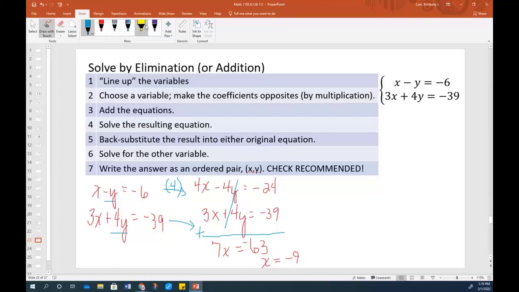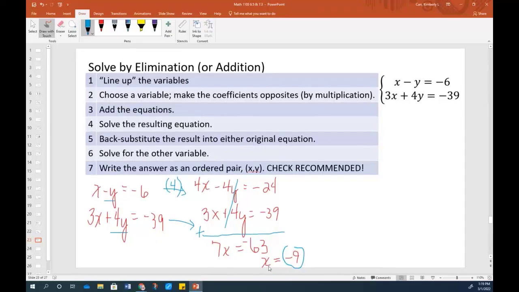So I'm actually going to take this negative 9, now that I have that, and I am going to plug it back in to either one of these problems, but I am going to choose to plug it back into the first one because that equation looks a little bit easier to deal with. So I'm going to write it over here, though. Negative 9 minus y equals negative 6.